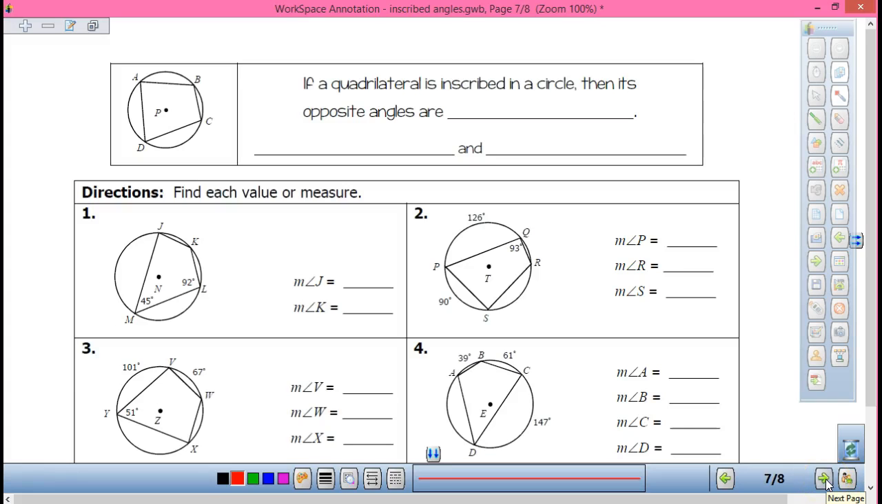Okay, one other thing we got to talk about. If a quadrilateral is inscribed in a circle, then its opposite angles are supplementary. So the measure of angle A plus the measure of angle C, which is opposite of A, is going to be 180. And the measure of angle D plus the measure of angle B is also going to be 180.